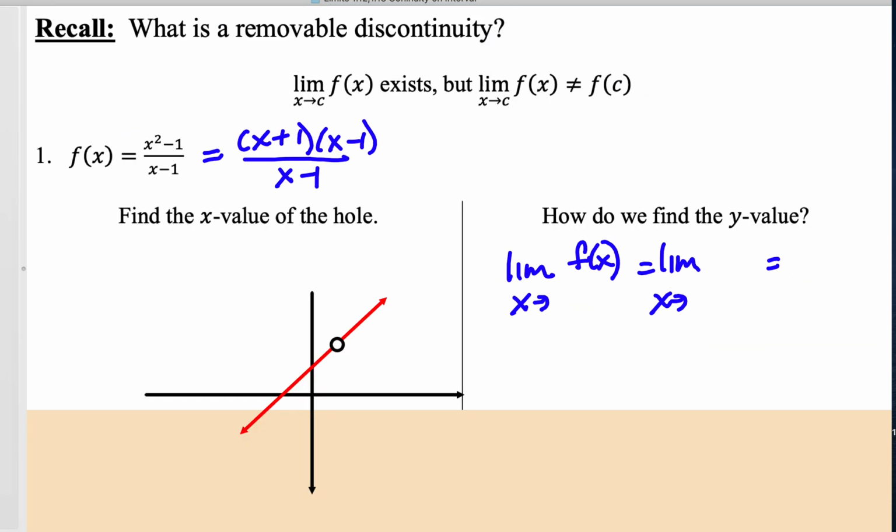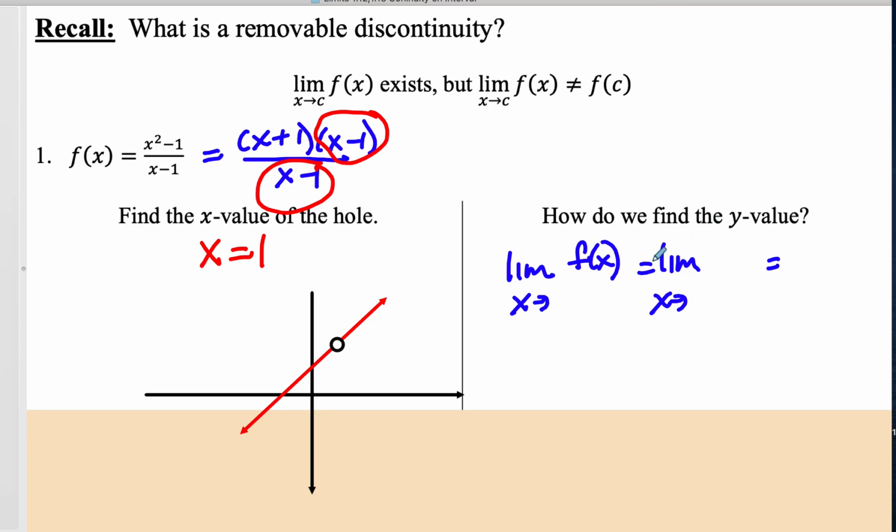What is removable discontinuity? Removable discontinuity occurs when a limit exists, but the limit does not equal the value of the function. Let's take a look at this example right here. f of x is equal to a line with a hole in it. And we can see right here, this is where the hole is. The hole is at x equal to 1. The question is, what is the y value for the hole?